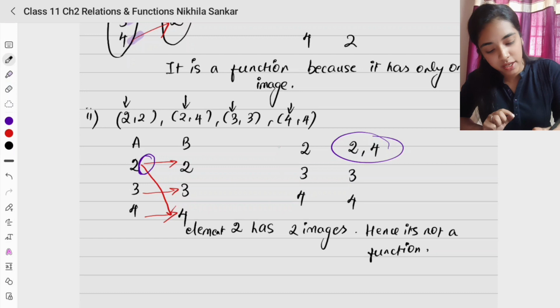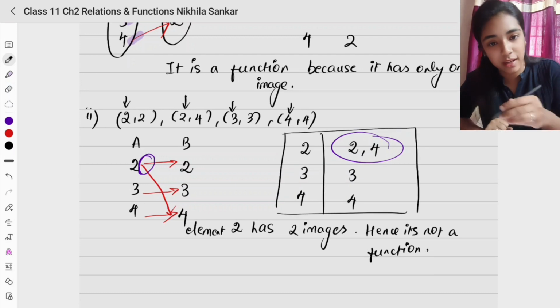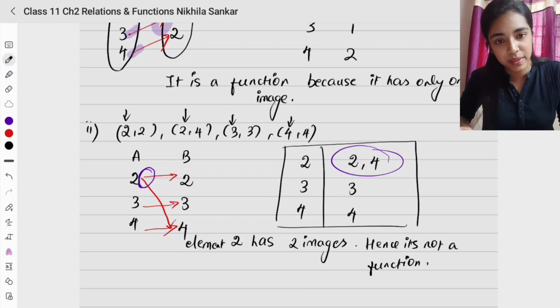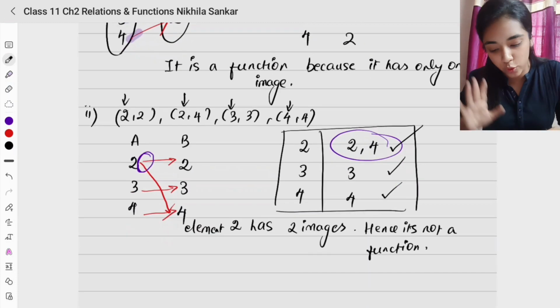So instead of the arrow mark, you can simply draw this tabular column. It will be very, very clear. You will not get confused. Wherever there is arrow marks, there can be confusion, so you can simply do a tabular column. Wherever there is repetition of elements, it is not a function. There should not be two images, more than one image.